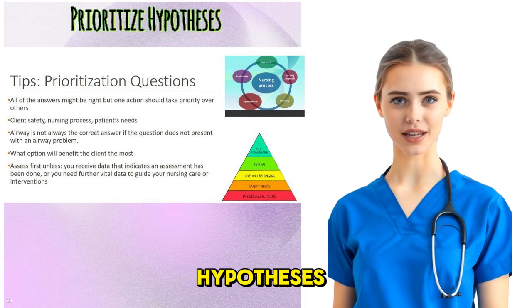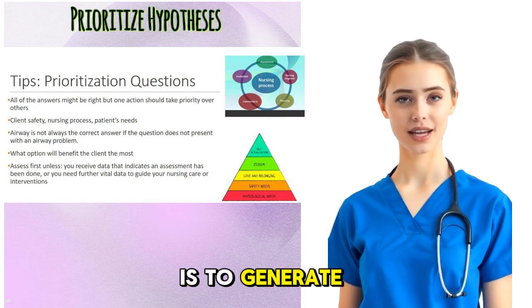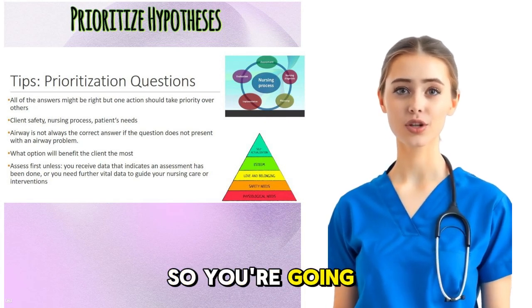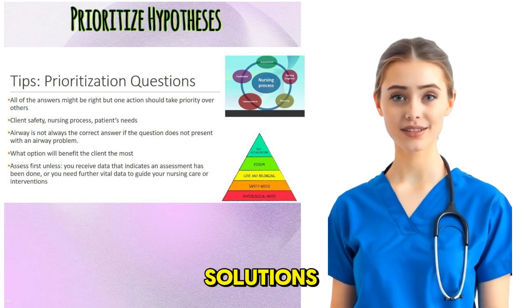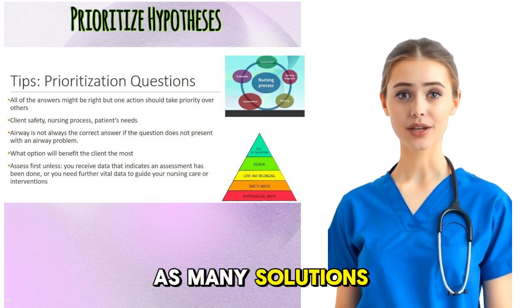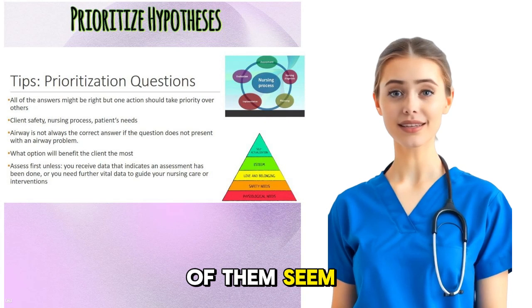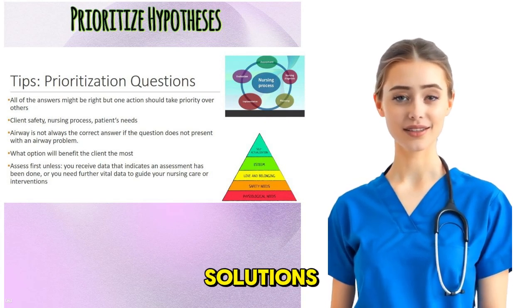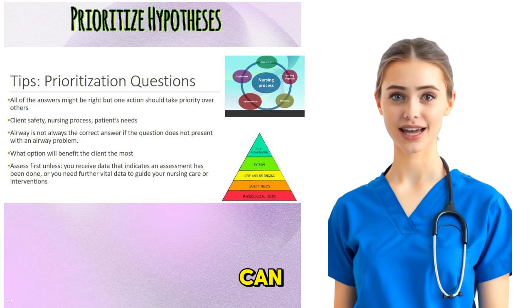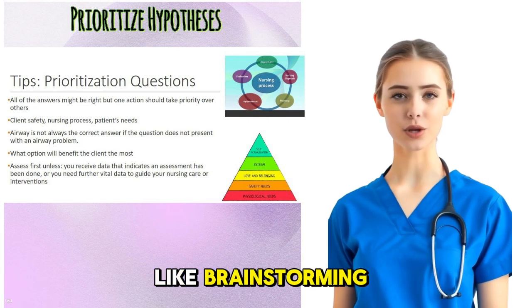After prioritizing your hypotheses, the next step is to generate solutions. So you're going to take those prioritized cues and develop some possible solutions. You want to come up with as many solutions as you can, even if some of them seem silly. At this point, you don't want to evaluate the solutions. You just want to generate as many as you can. It's kind of like brainstorming.